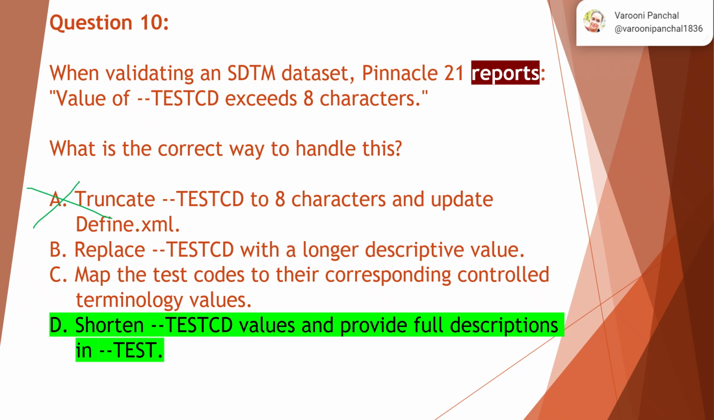Option B says replace TESTCD with a longer descriptive value. Even this you cannot do. Option C says map the test codes to their corresponding controlled terminology values. Even this is not possible. The only possible way is you can shorten the TESTCD values and provide their full descriptions in the TEST. So D is the right answer.